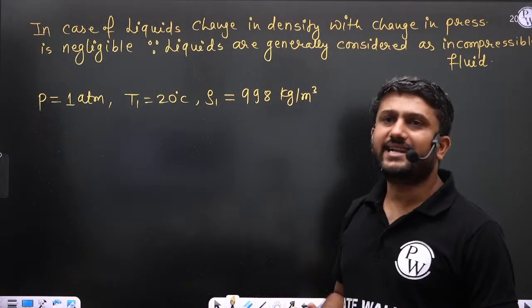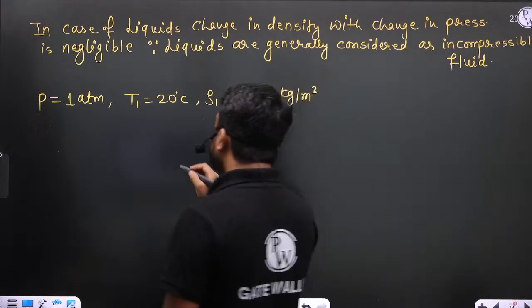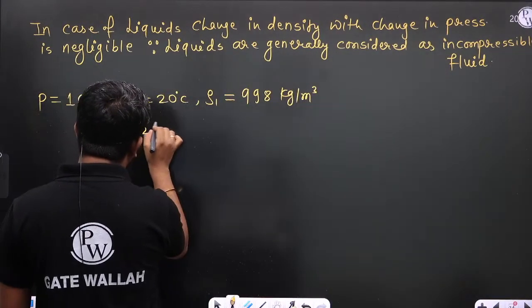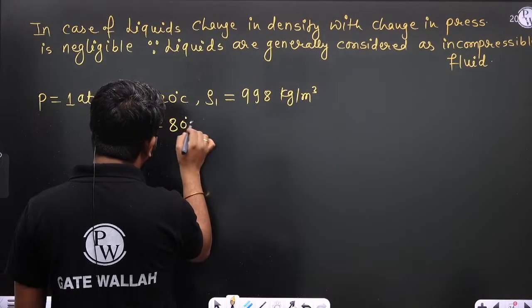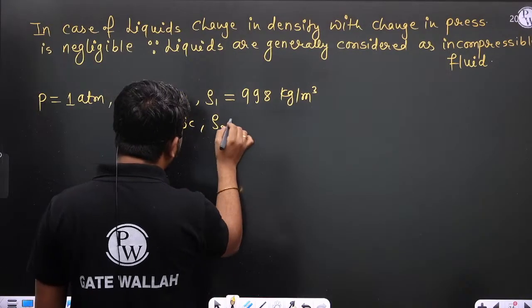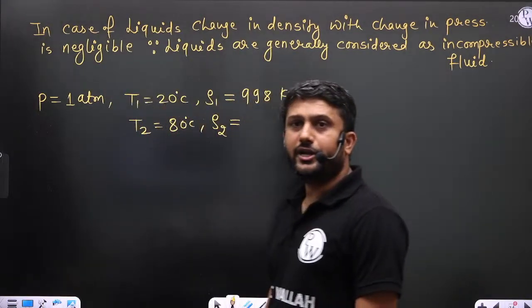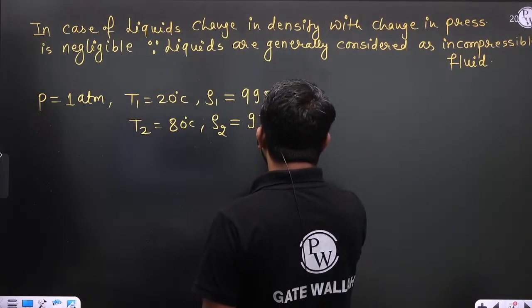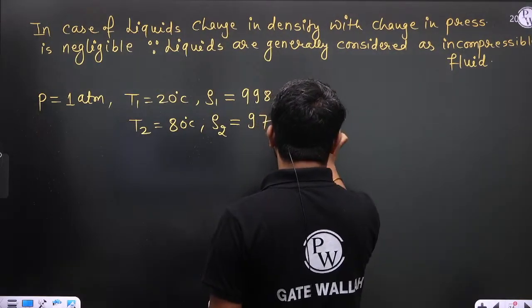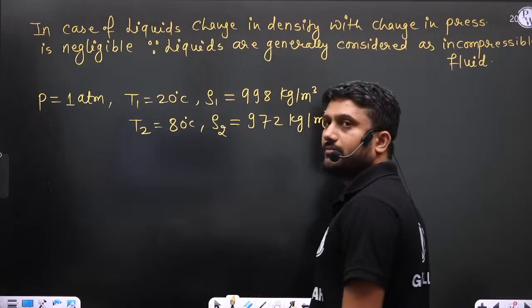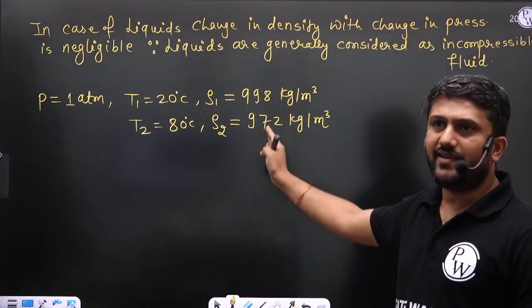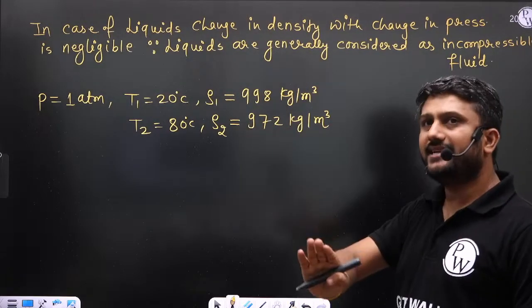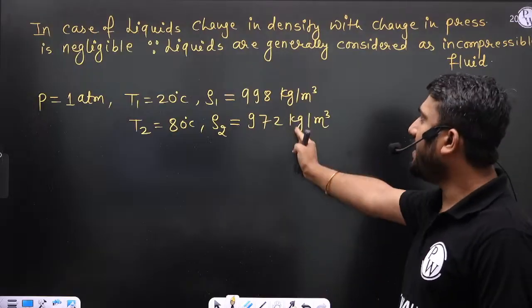When you increase the temperature, let us consider temperature is 80 degrees Celsius. Corresponding to this temperature, density is 972 kg per meter cube. There is no need to remember these values.